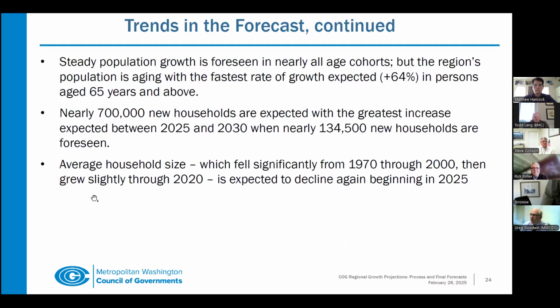So again, as I had shown earlier in our age cohort, population is growing steadily in nearly all age cohorts, but the fastest growing age cohort is 65 years and above, about 64%. And nearly 700,000 new households are expected in our region. And our average household size, based on the previous slide that you saw, is expected to decline again beginning in 2025.